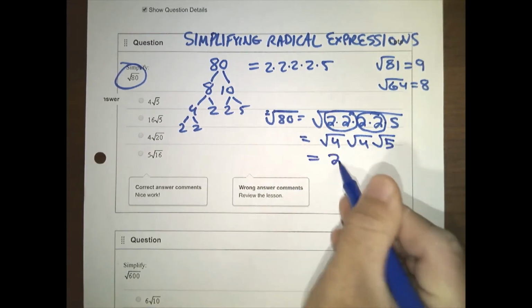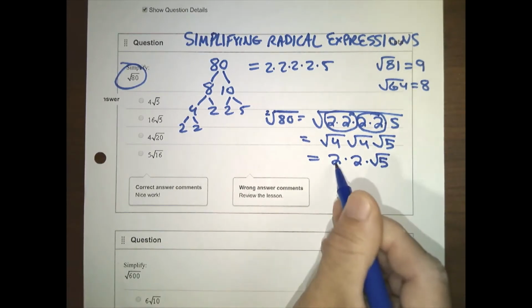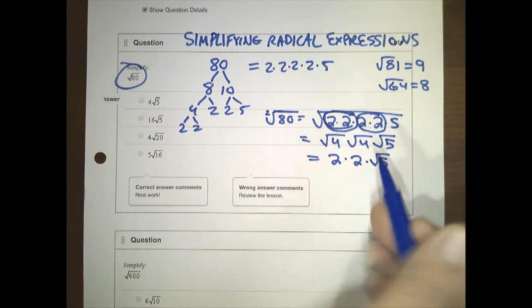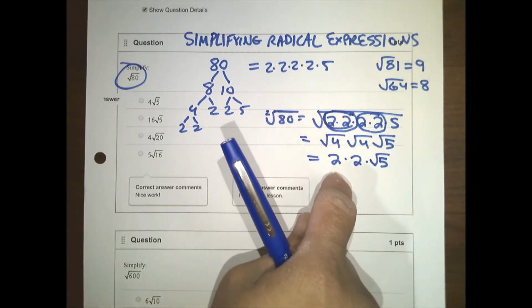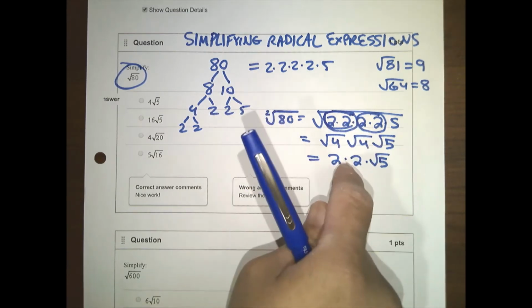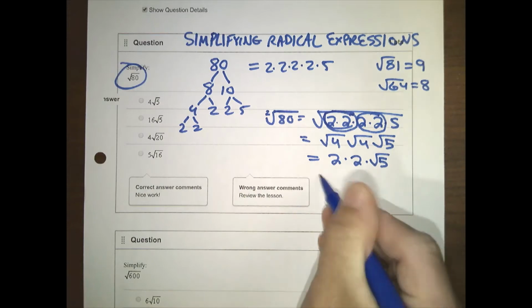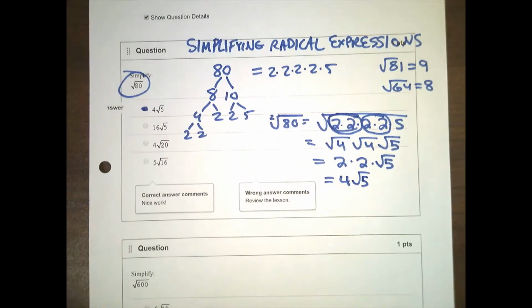But square root of 4 is 2, square root of 4 is 2, and then I have square root of 5. Because there is a group of 2, that was equivalent to that just coming out of the square root, all right, because square root of 4 was 2, and square root of 4 was 2. And then 2 times 2 is 4, so we have 4 times the square root of 5. And there's my answer. What a time to be alive.